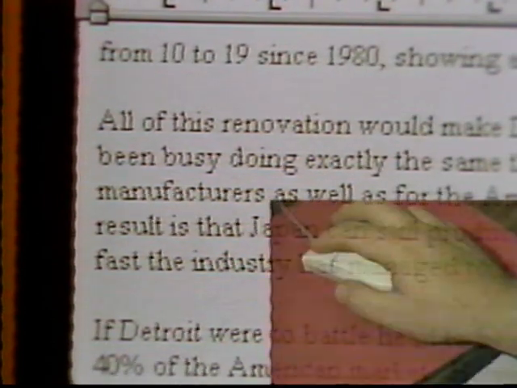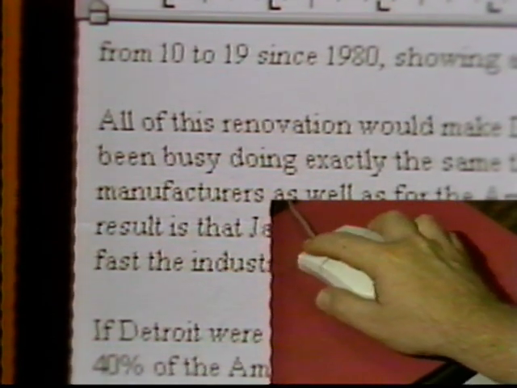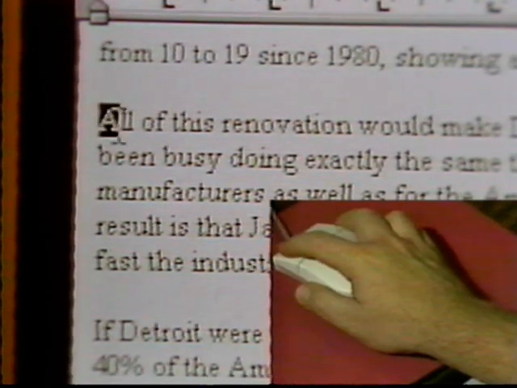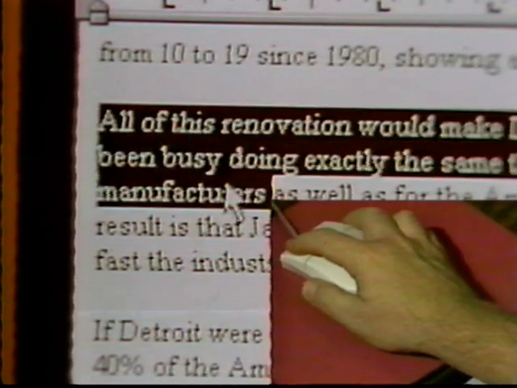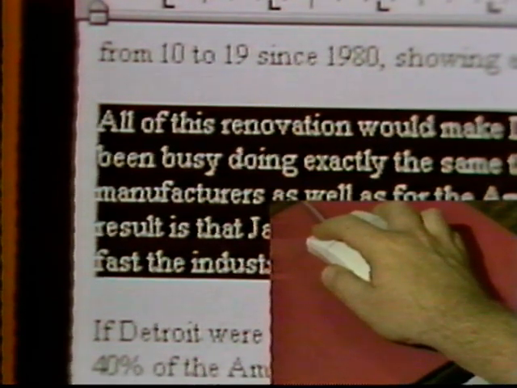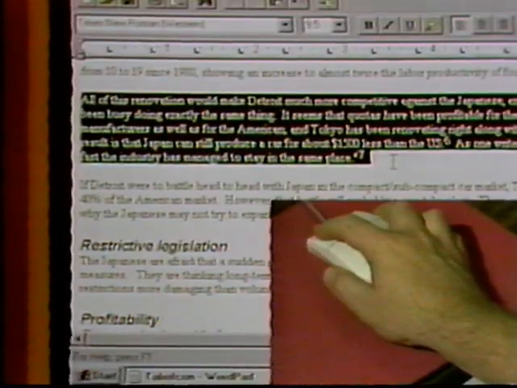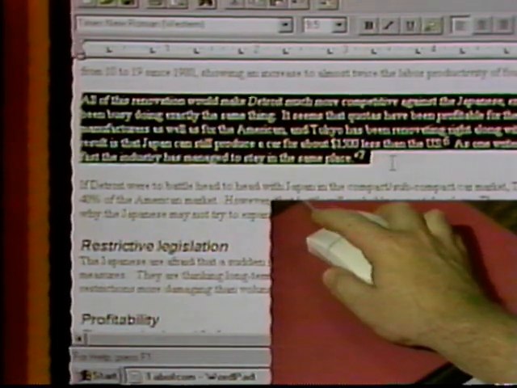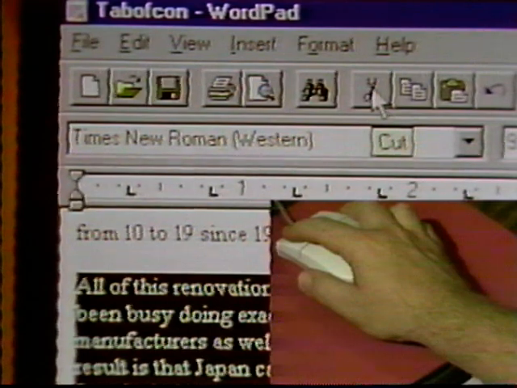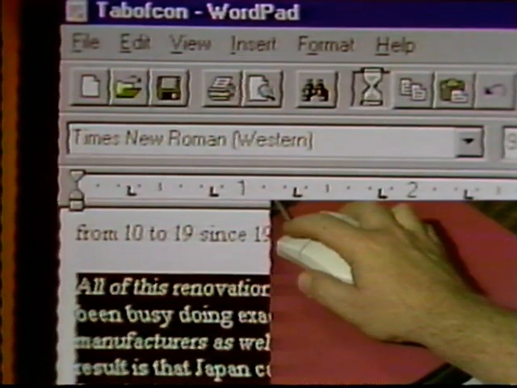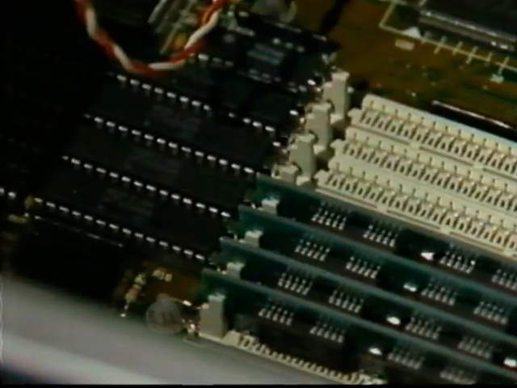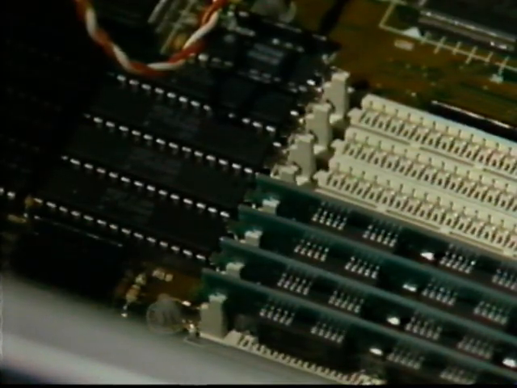To use Cut or Copy, you first have to identify a section of text. You do this by clicking and dragging the mouse down through the section you want. When you let go of the mouse button, the section remains highlighted. Now, let's click on the Cut button here. The section is removed from the document, but a copy is created on the invisible clipboard.